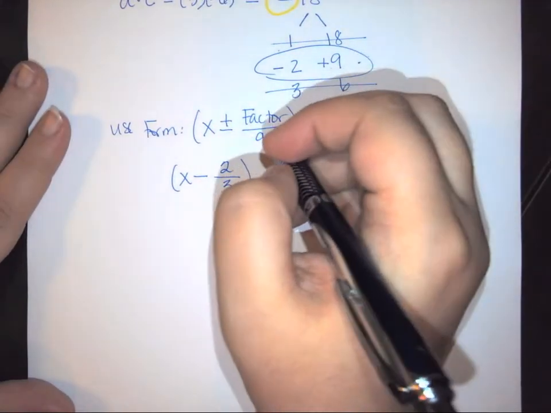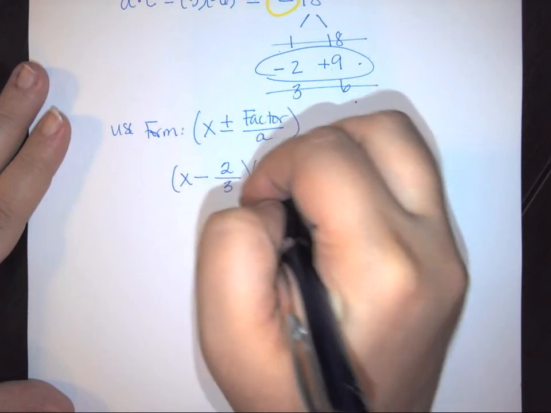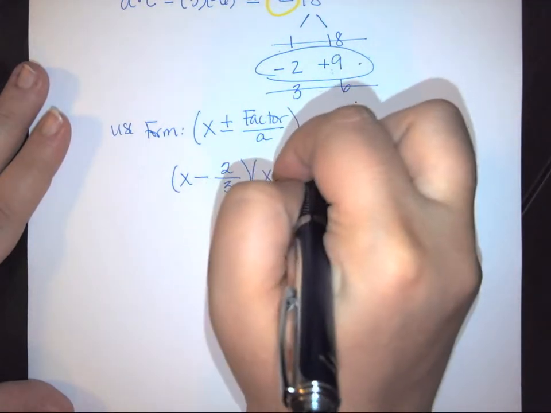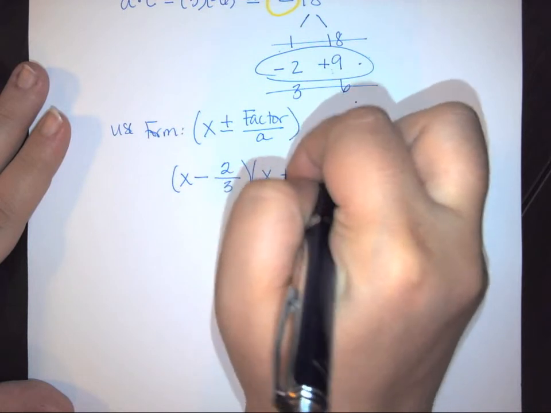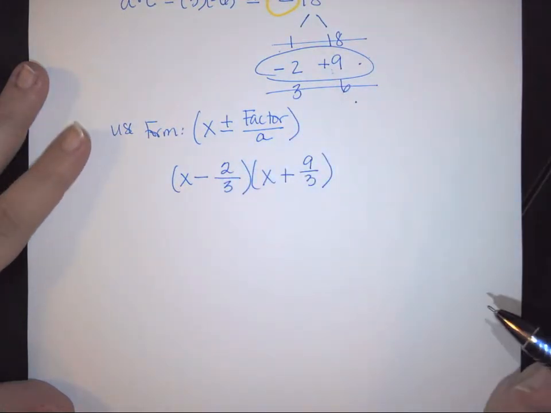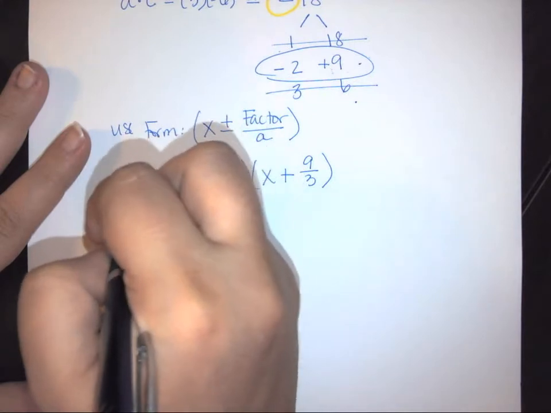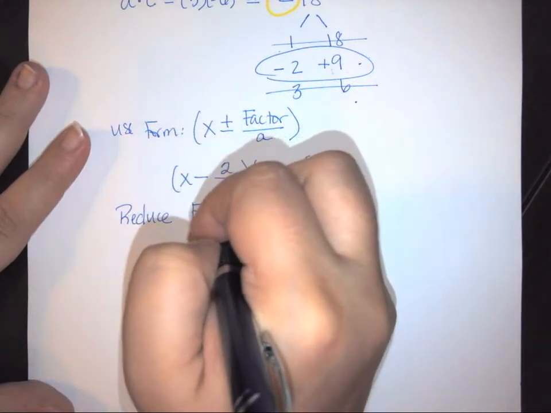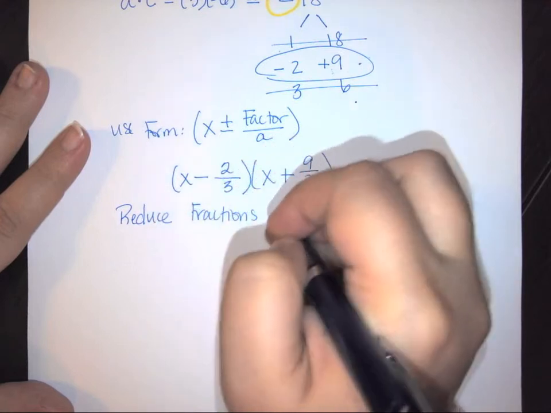And then I need to do the other side. So here this is going to be x. My 9 is positive, so it's plus 9 over 3. After you put it into this form, you need to reduce the fractions completely.